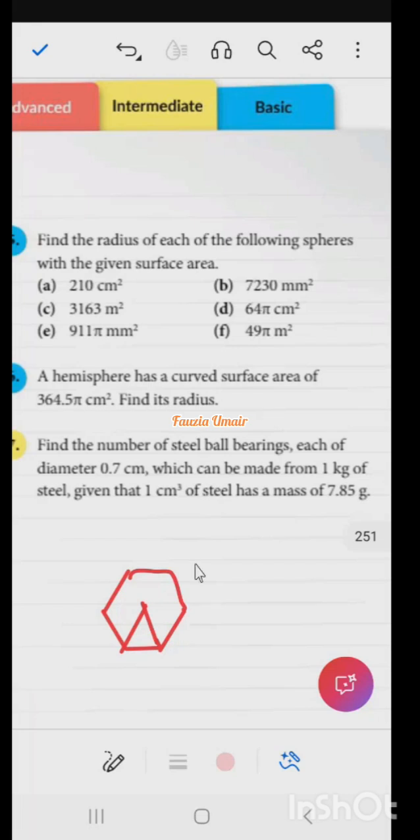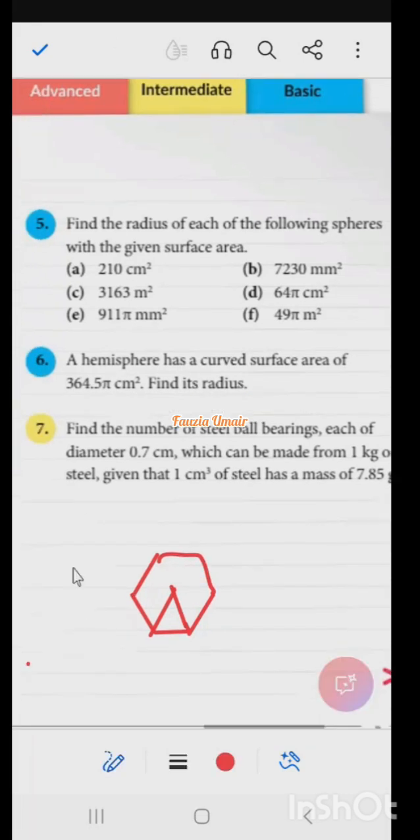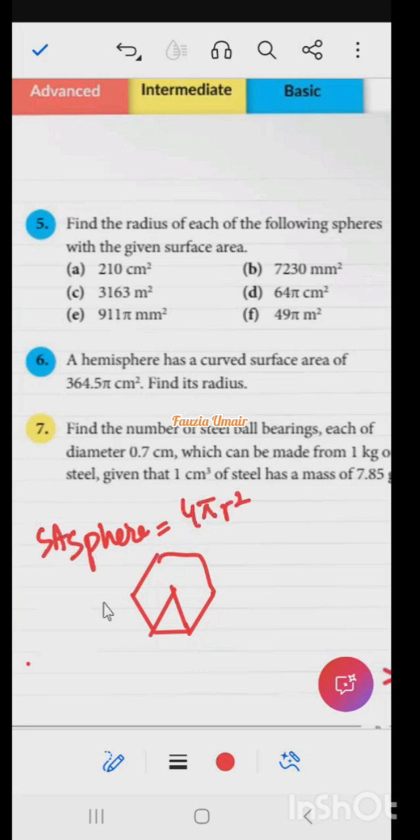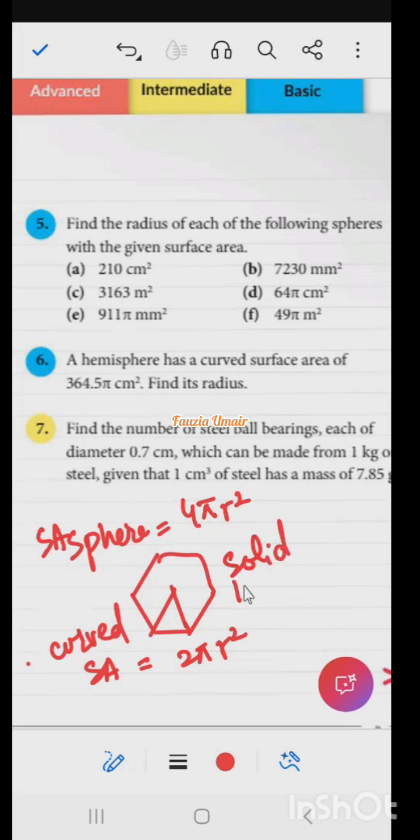One is for the sphere. Surface area of sphere is 4 pi r square. The other is the curved surface area of a hemisphere, which would be 2 pi r square, because that must be half of this one. Then the third one is the solid hemisphere. It is half, but there is a lid on the top, so the surface area would be 3 pi r square.